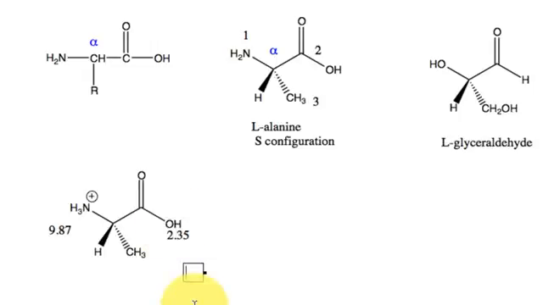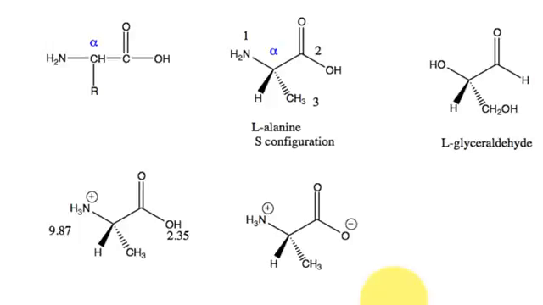In highly acidic solution, both of these positions will be protonated. However, at physiological pH, only the amino group is protonated. So if we say pH equals 7, we have one proton taken off and one proton still there. It might not surprise you that it's the most acidic proton, the carboxylic acid 2.35, that's taken off. The less acidic proton remains on.